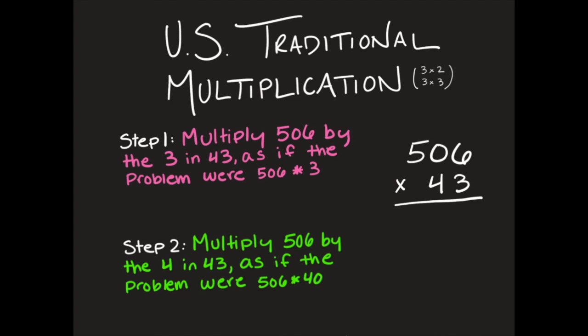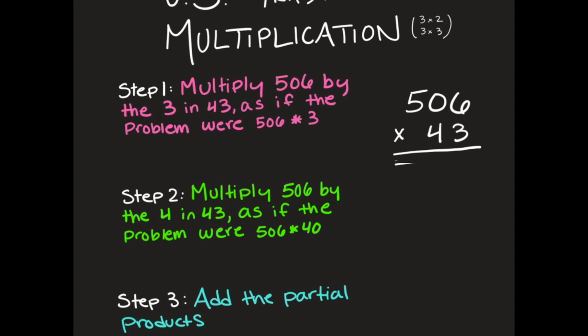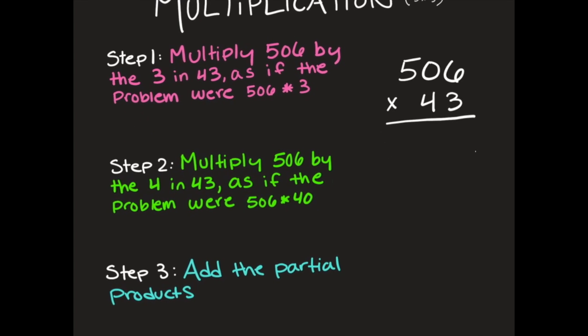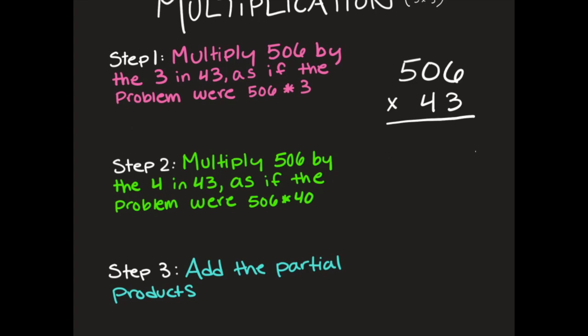Okay, so today we're going to do U.S. traditional multiplication with problems that are 3 by 2 and 3 by 3. So, the first step that I'm going to do is multiply my 506 by the 3 in 43 as if the problem were 506 times 3. So that first thing right here, I'm going to take that 3 and do 3 times 6, which equals 18. I'm going to carry my 1, put my 8 down in my ones column.